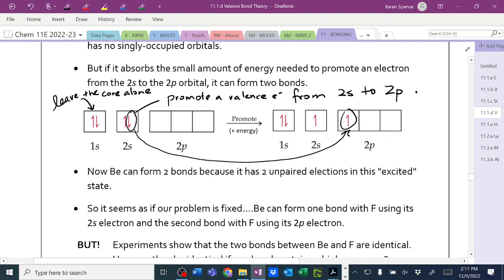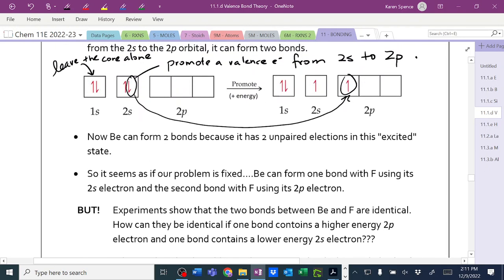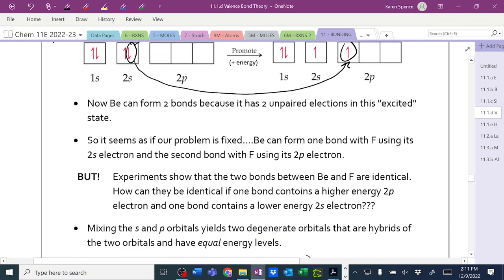However, experiments show that the two bonds between beryllium and fluorine are identical. Is that possible if we have a 2s electron and a 2p electron? No, they would be different because the 2p would have different energy than the 2s. So how can we fix that? We can hybridize. Yes, indeed.